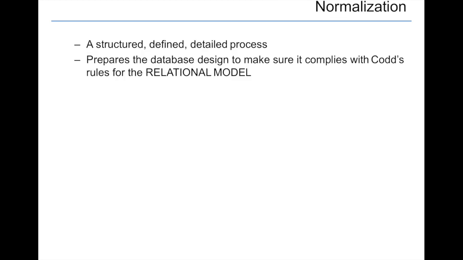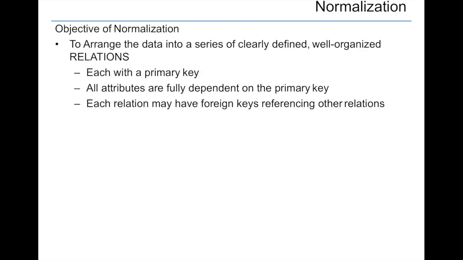And the way we do this is through normalization. It's a structured, defined, detailed process that prepares the database design to make sure it complies with Codd's rules for the relational model. So the objective of normalization is to arrange the data into a series of clearly defined, well-organized relations, each with a primary key. All attributes are fully dependent on the primary key, and each relation may have foreign keys referencing other relations.